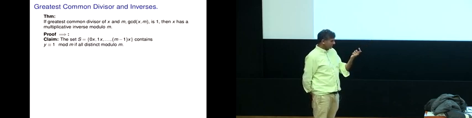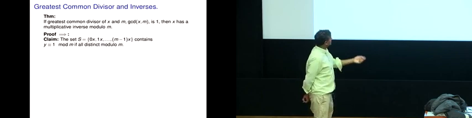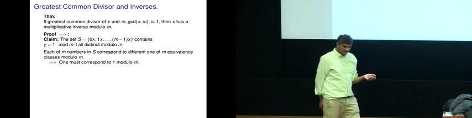And then if I get some, say 5 times x is 1, then 5 is the multiplicative inverse. Okay? So if this set contains 1, if the set is all different, that's what it's saying. If the set is all different, then it contains 1 mod m, right? Each of the m numbers corresponds to a different one of m equivalence classes. That's what I'm saying. So one of them must correspond to 1 mod m.